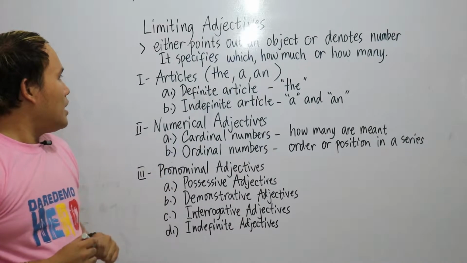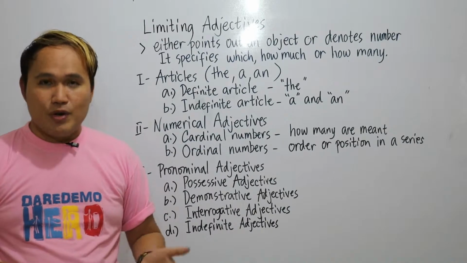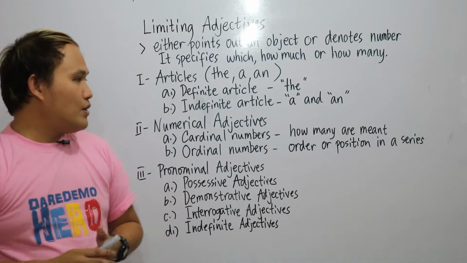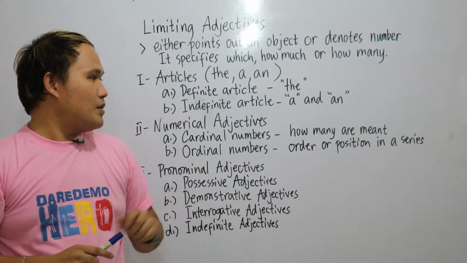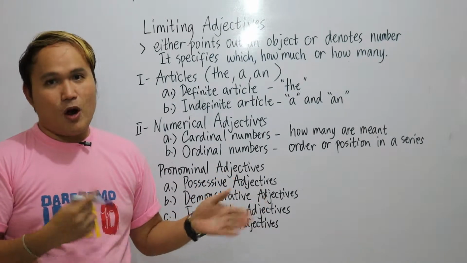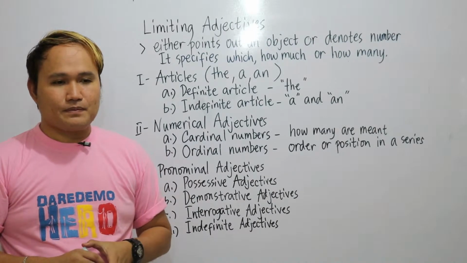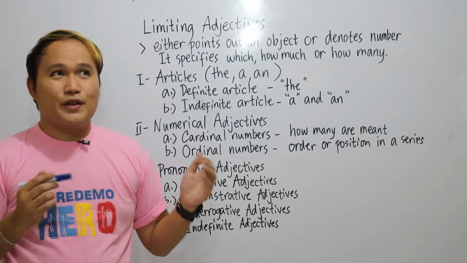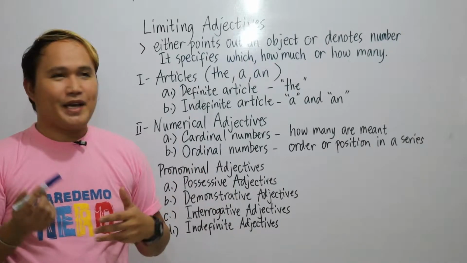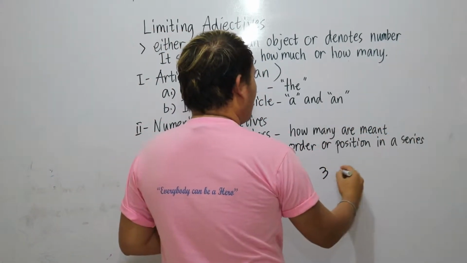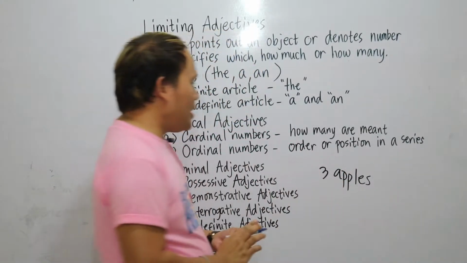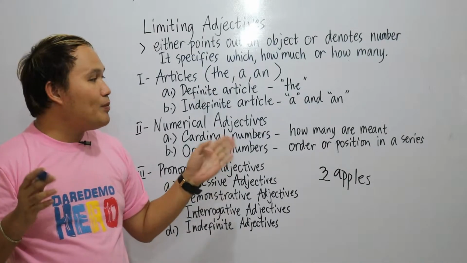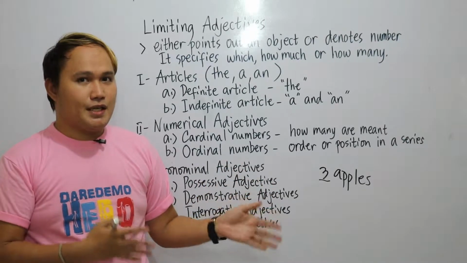Now for the second type of limiting adjectives, we have the numerical adjectives. This pertains to cardinal numbers and ordinal numbers. It denotes a number. So for cardinal numbers, this is if you are referring to how many are meant. For example, she gave me 3 apples. So she gave me 3 apples. 3 apples. Okay? So it could be in figure or in words. 3 here is an example of the cardinal number because you are referring to how many are meant. How many apples did she give to me?